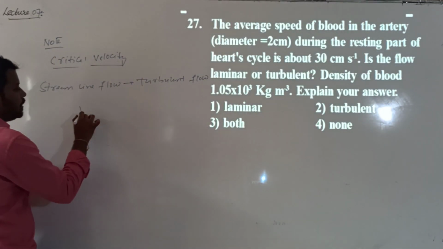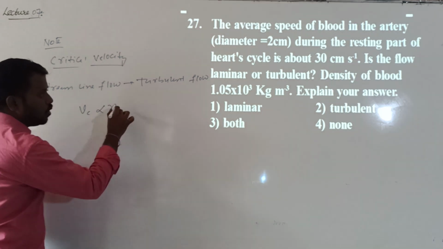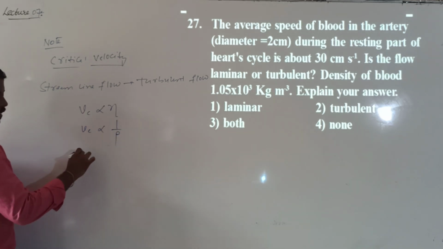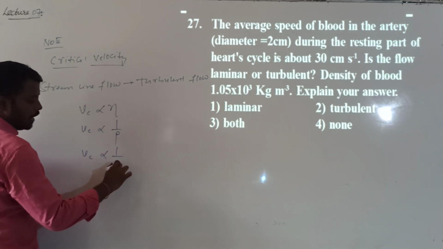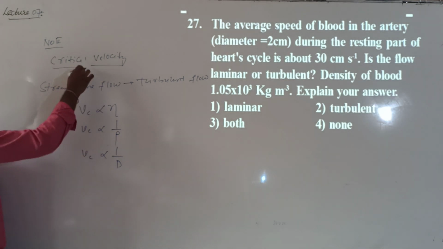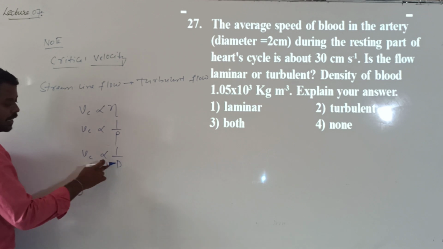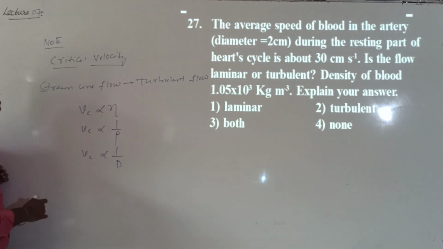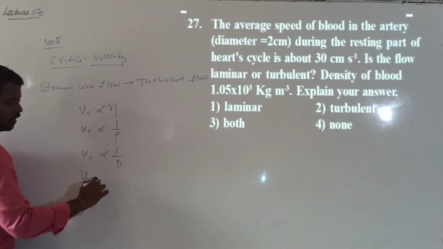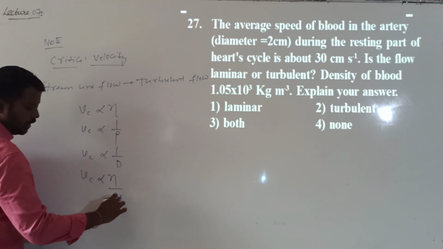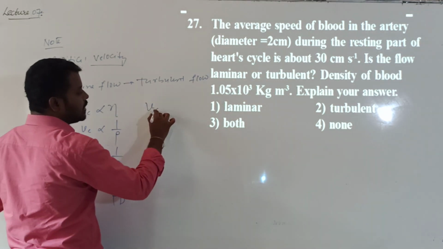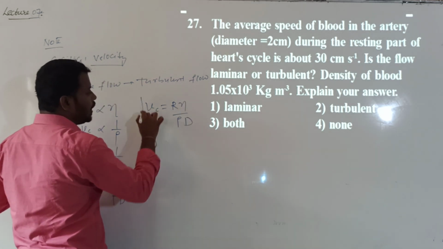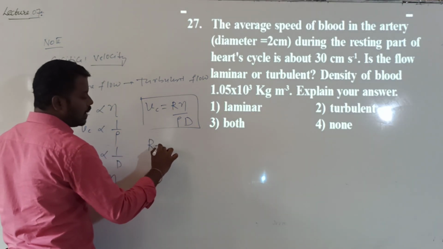This critical velocity is represented by the symbol Vc. It is directly proportional to the coefficient of viscosity, inversely proportional to the density of the fluid, and inversely proportional to the diameter of the tube through which the fluid is flowing. Diameter more means critical velocity less; diameter less means critical velocity more. From all these, Vc is directly proportional to eta divided by rho into d. To remove the proportionality, we write Vc equals R into eta divided by rho into d, where R is a proportionality constant called the Reynolds number.